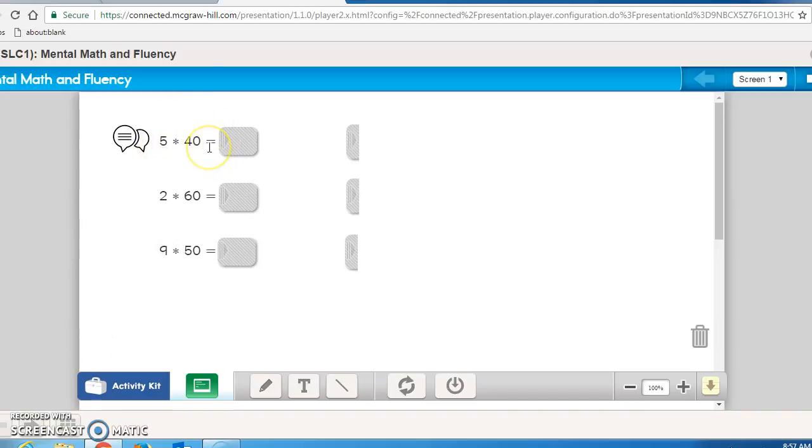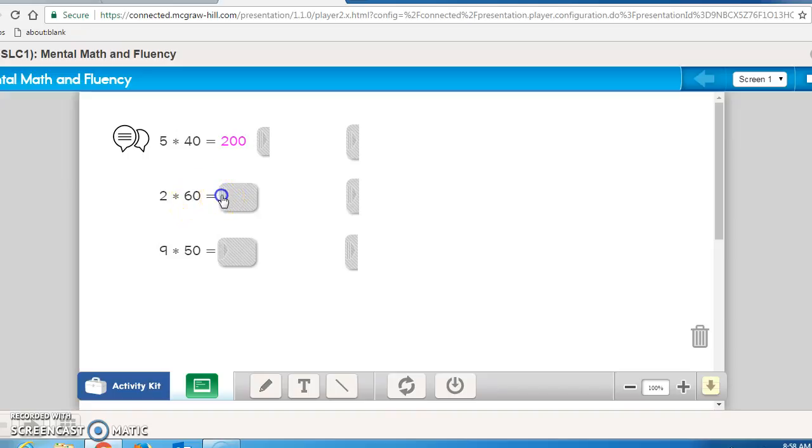5 times 40. 5 times 4 is 20, so you should write down 20. And there's 1 0 here, so you add 1 0 onto the end. Your answer is 200. 2 times 60. 2 times 6 is 12. Add 1 0 on the end.